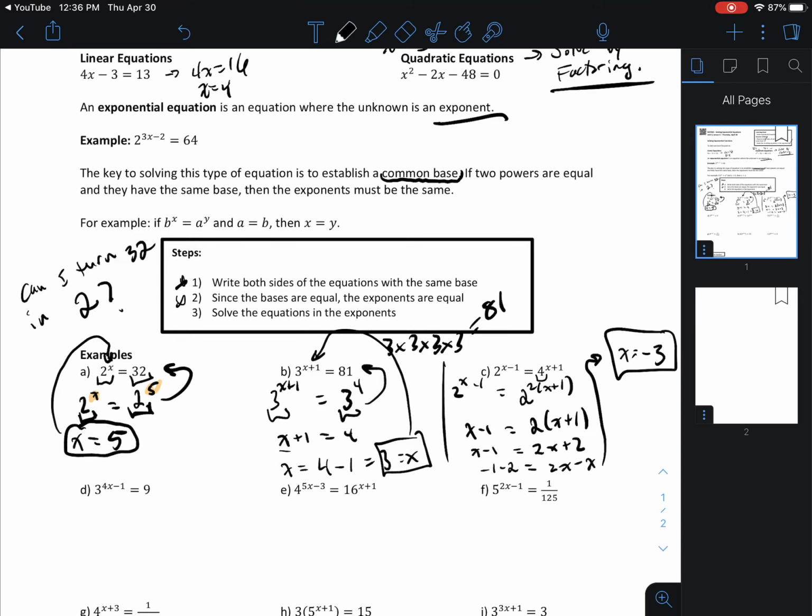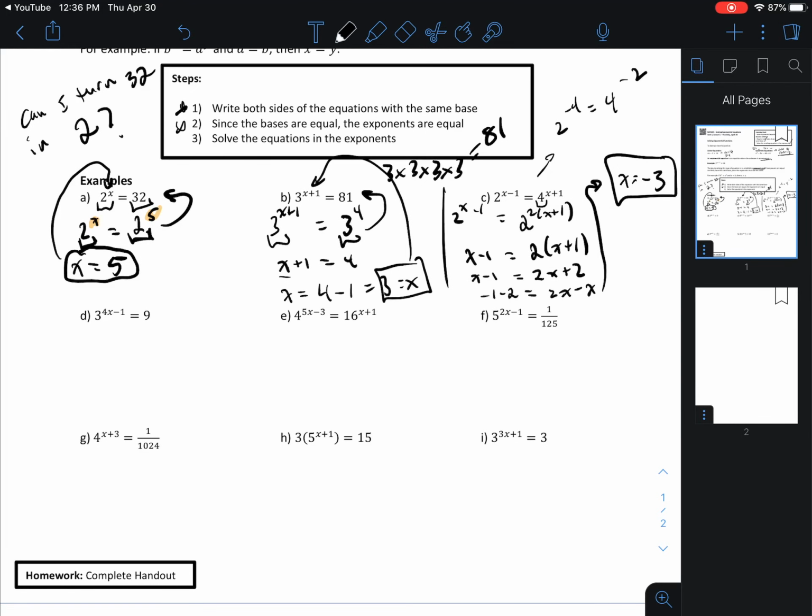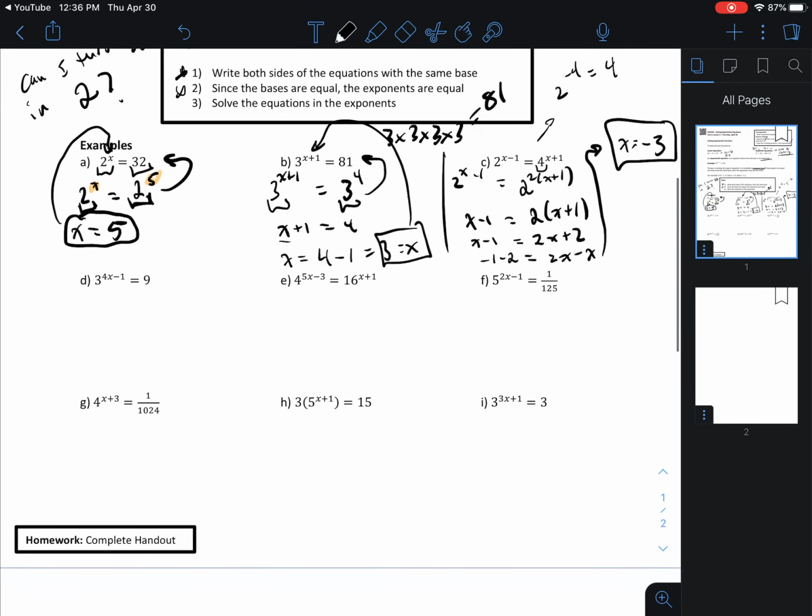Okay? And that should give you back, if you plugged in -3 here, the sides should equal, right? So it'd be 2 to the -4 should be equal to 4 to the -2. Okay, it should be equal when you check that. Okay, so let's keep going.